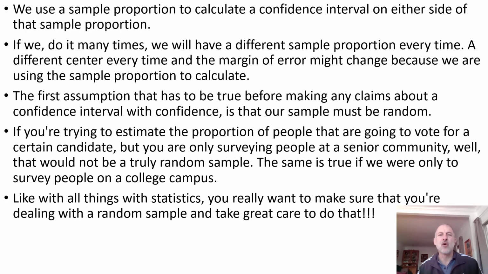People, we use a sample proportion to calculate the confidence interval on either side of that sample proportion. If we do it many times, we will have a different sample proportion every time, a different center every time, and the margin of error might change because we are using the sample proportion to calculate. Can you see that? So the first assumption that has to be true before making any claims about the confidence interval with confidence is that our sample must be random.